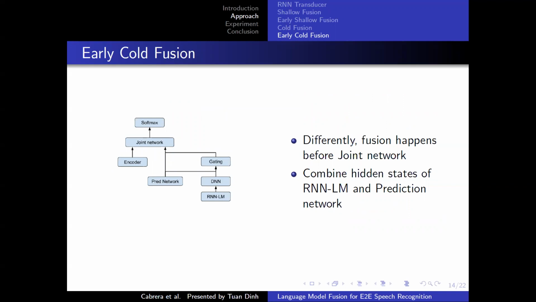The authors also proposed early cold fusion, which is a variant of cold fusion. Different from cold fusion, the fusion here happens before the joint network. This method combines the hidden state of the language model and the prediction network.